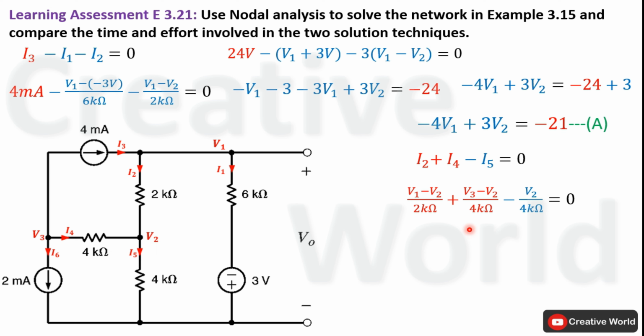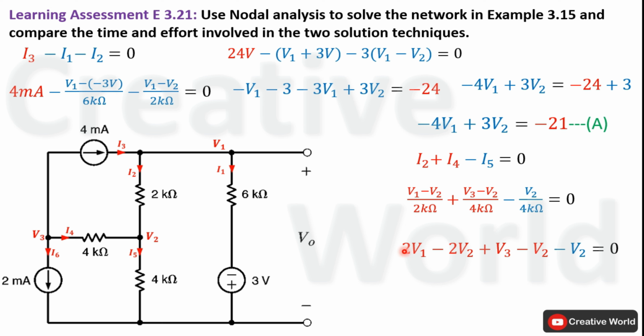In order to omit denominator values, multiply this equation on both sides with 4 kilo ohm. Here the 4 kilo ohm will cancel out with 2 kilo ohm, only 2 will be left, and that 2 will be multiplied with the numerator values.